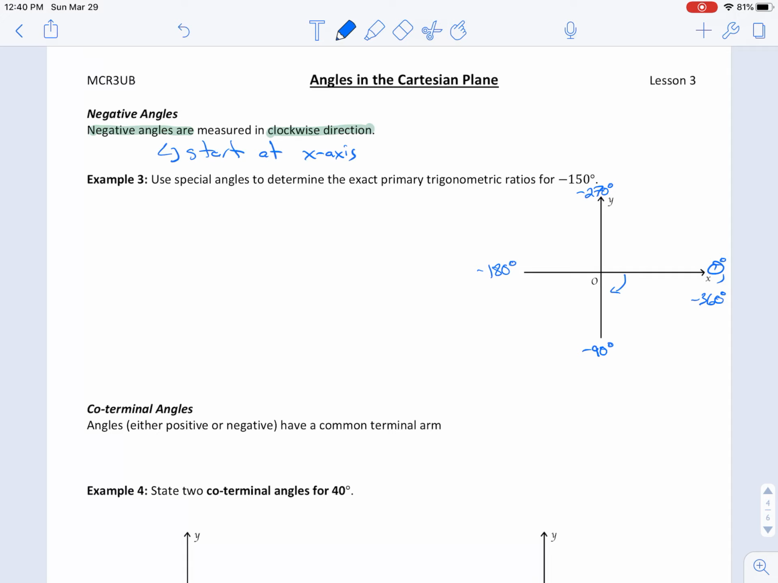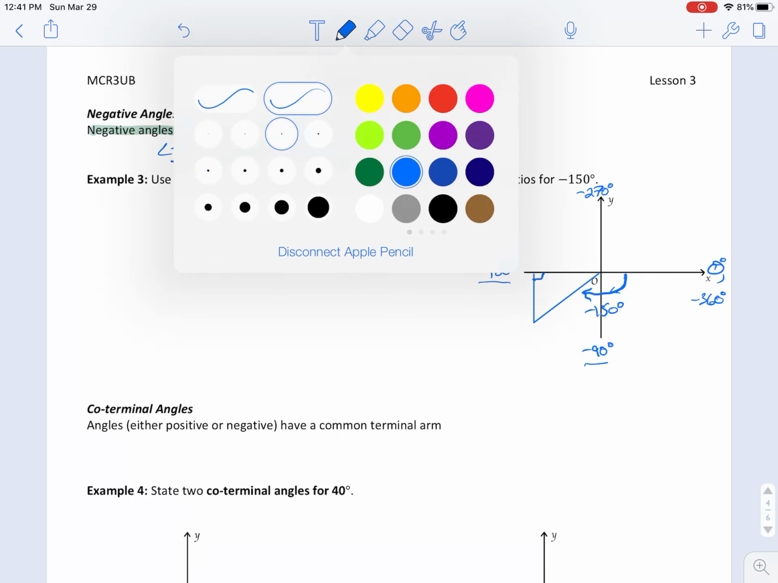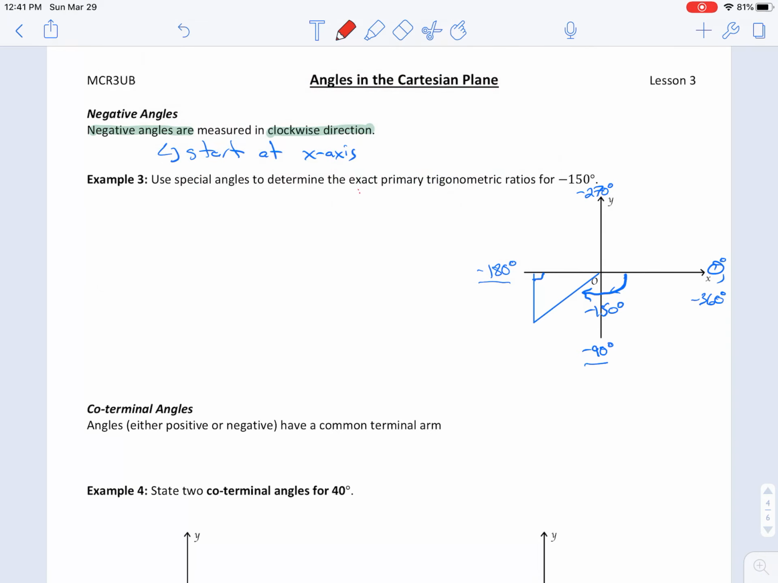So it says use special angles to determine the exact primary trig ratios for minus 150. So if I imagine where minus 150 is, obviously that's going to fall between minus 90 and minus 180. So somewhere around here. It doesn't have to be exact, but I know that this whole angle is minus 150 degrees. So that's a first step. So we can continue to create the bow tie here, and it's asking for the exact values of the primary trig ratios for minus 150.